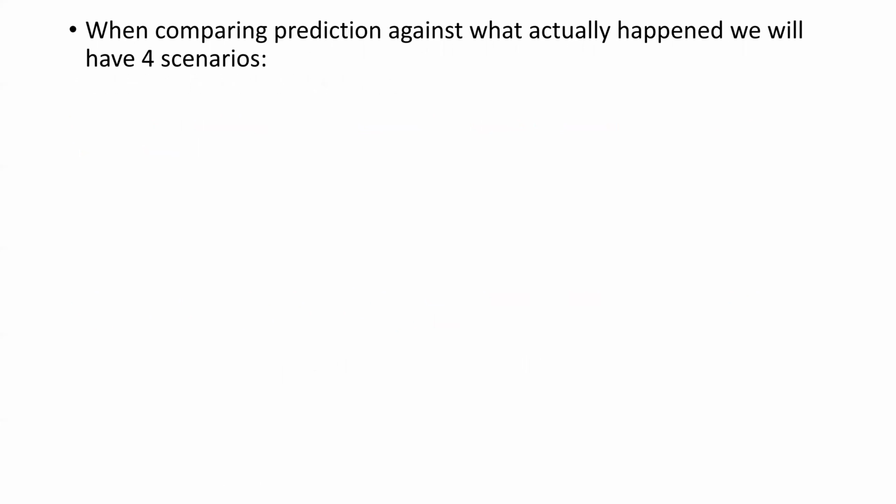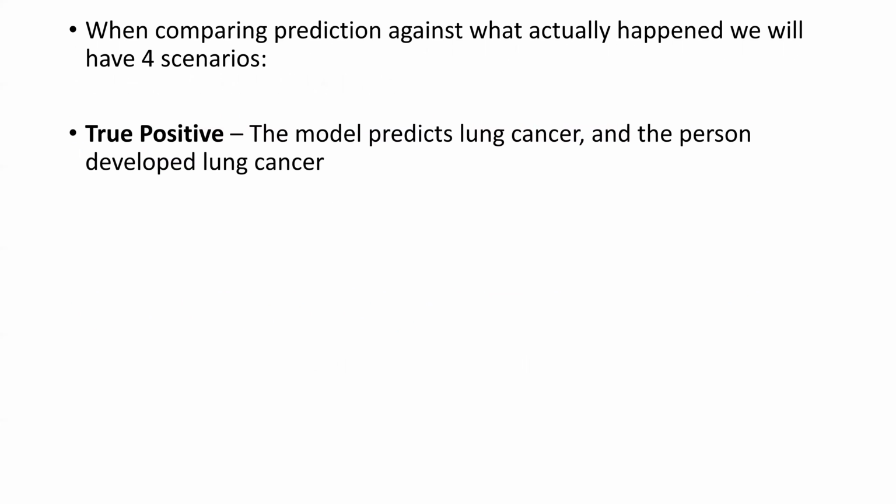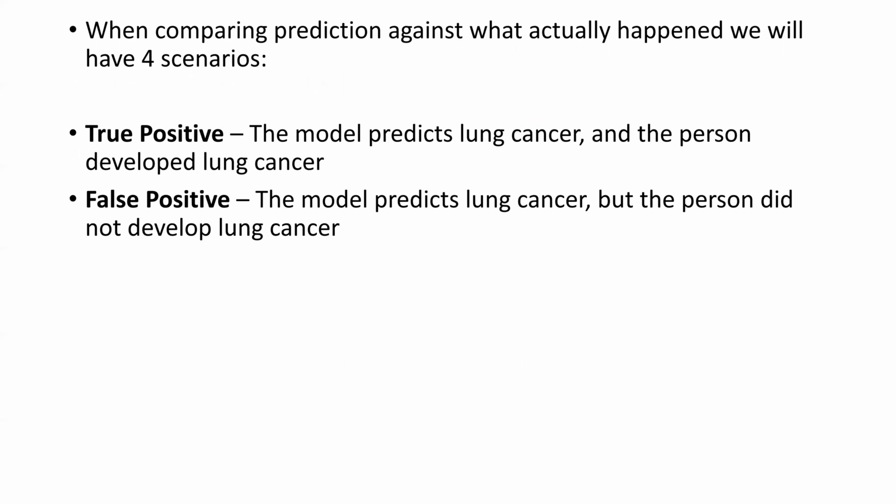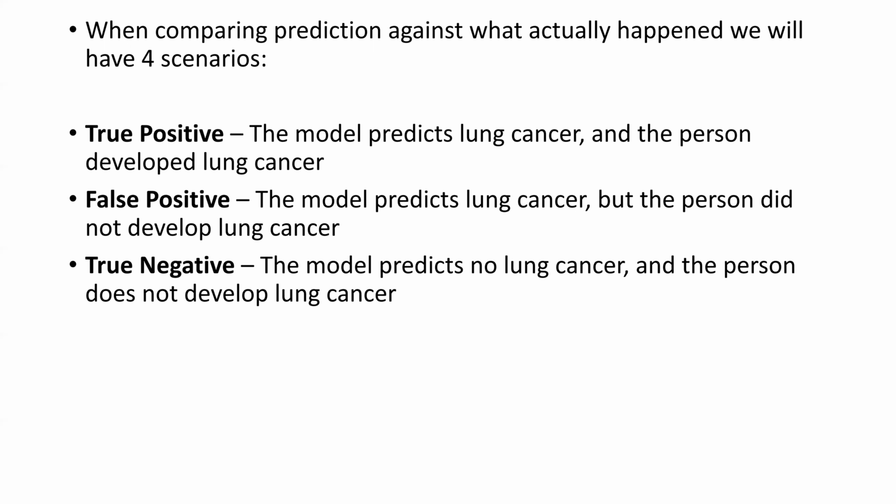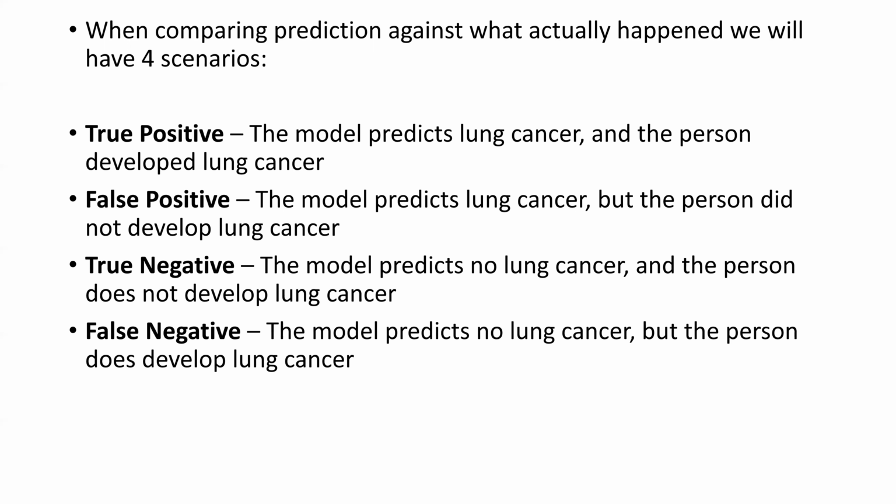So when we do this, we'll get 4 different types of results, okay? So if your model predicts the correct thing, so if they predict you're going to develop lung cancer and they actually do develop lung cancer, this is a true positive. False positive would be the model predicts lung cancer, but they don't go on to develop lung cancer. A true negative is that the model predicts no lung cancer and the person doesn't develop lung cancer, so that's correct as well. We've predicted that. And a false negative is that the model predicts no lung cancer, but the person does develop lung cancer.